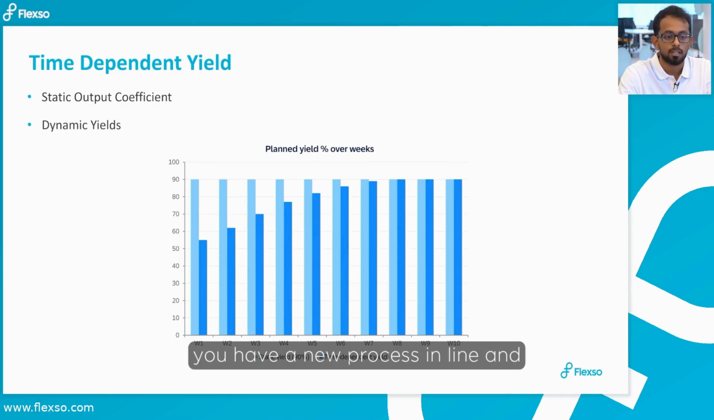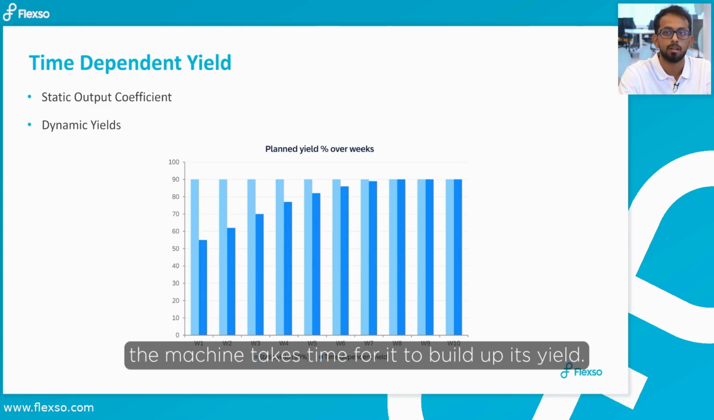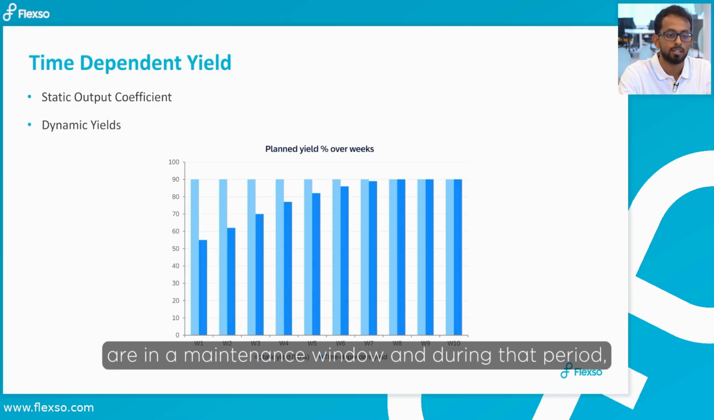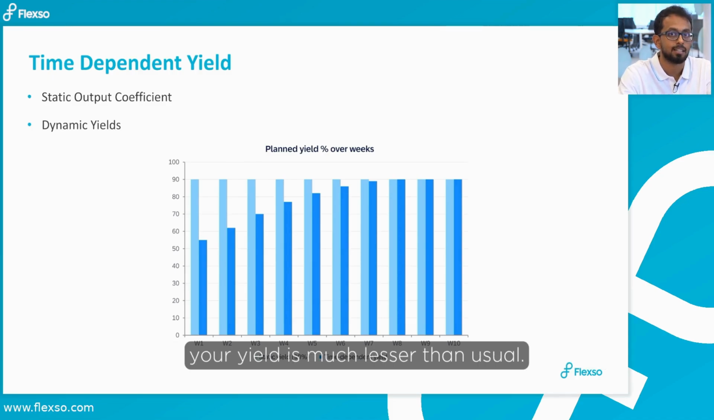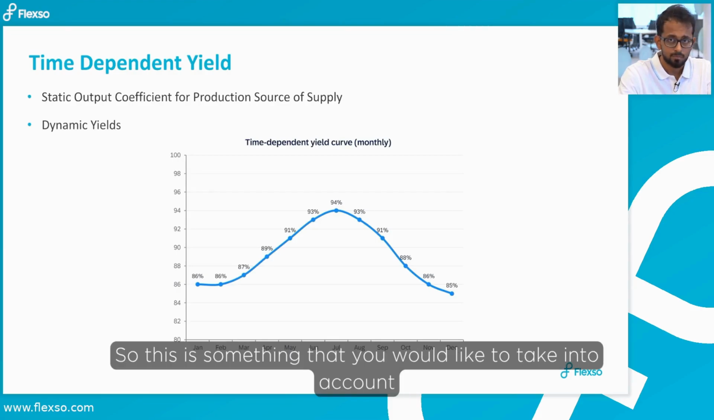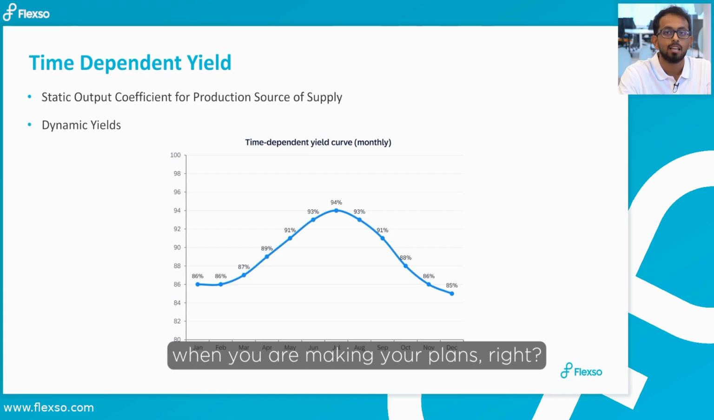It could be, for example, you have a new process in line and the machine takes time to build up its yield, or it also could be that you are in a maintenance window and during that period your yield is much lesser than usual, or it could also be that your yields are sometimes temperature dependent or seasonal. So this is something that you would like to take into account when you are making your plans, right.